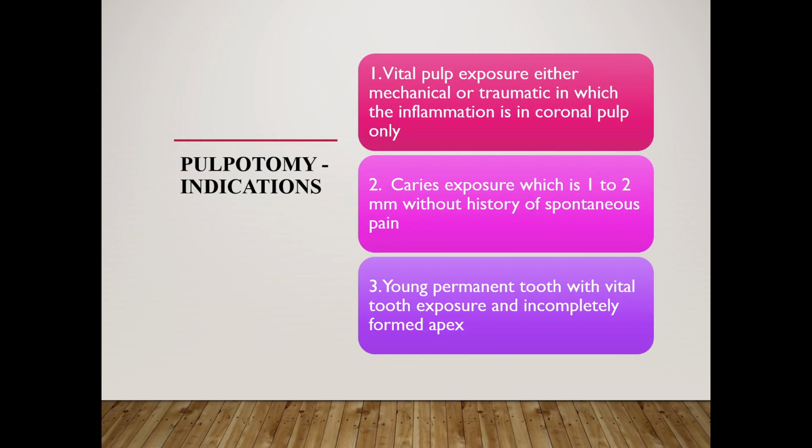Okay, there are various indications for pulpotomy, that is vital pulp exposure with a history of mechanical or traumatic injury that is leading to inflammation in the coronal pulp, caries exposure of 1 or 2 millimeters without spontaneous pain, and in a young permanent tooth there is a pulp exposure and the tooth is not formed completely.